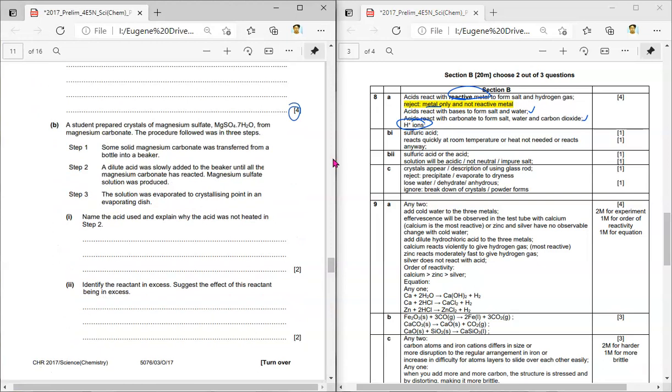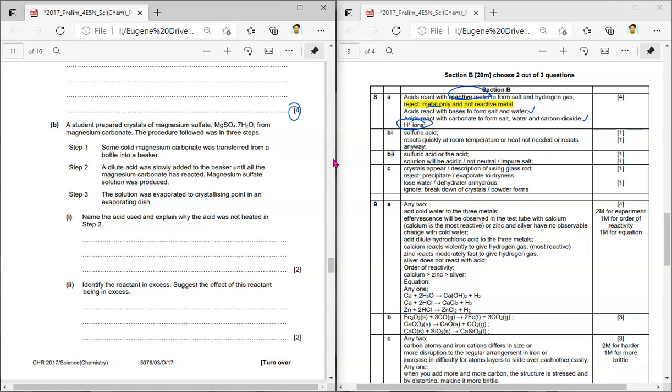Next, we're going to look at a student preparing crystals of magnesium sulfate from magnesium carbonate. The procedure followed was in 3 steps. You put a lot of magnesium carbonate in the beaker, and dilute acid is added to the beaker until all the magnesium carbonate has reacted. Magnesium sulfate solution was produced. The solution was evaporated to the crystallizing point in the evaporating dish. Name the acid used and explain why the acid was not heated in step 2.